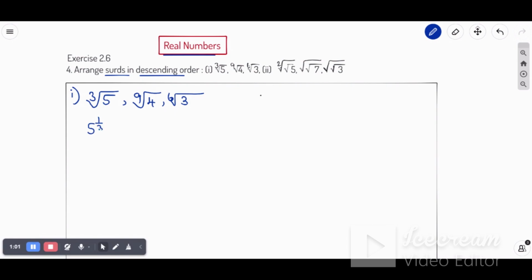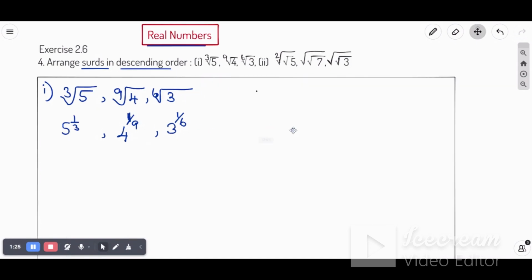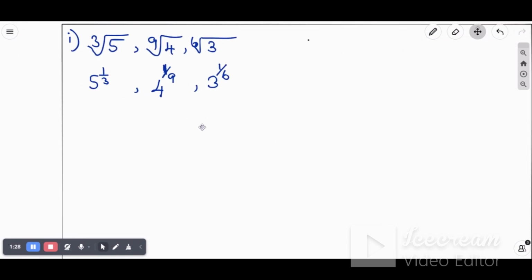Let's see. This can be written as 5 power 1 by 3, this can be written as 4 power 1 by 9, and this can also be written as 3 power 1 by 6. If you look at the powers now, 1 by 3, 1 by 9 and 1 by 6, they look like fractions that do not have the same denominator. So what do you do if you want your denominators to be the same? To compare fractions, you have to make the denominators the same, or make them like fractions. In a similar way, you have to order your surds so that the order of the surds is the same. So let us take the LCM of 3, 9 and 6 to make it the same.